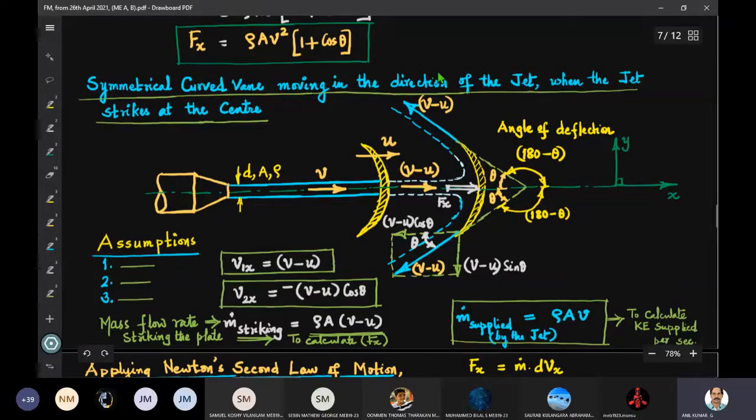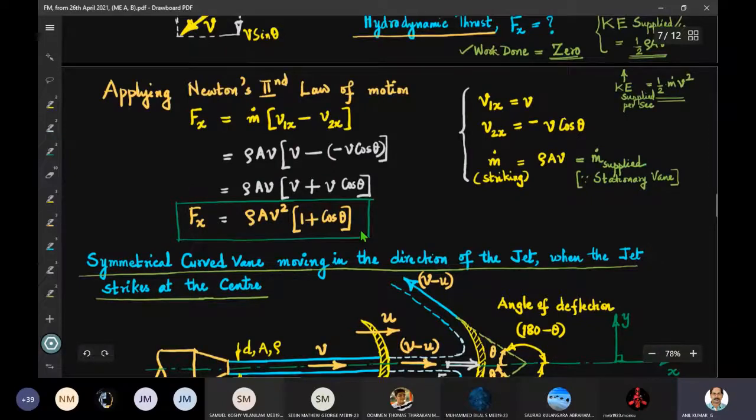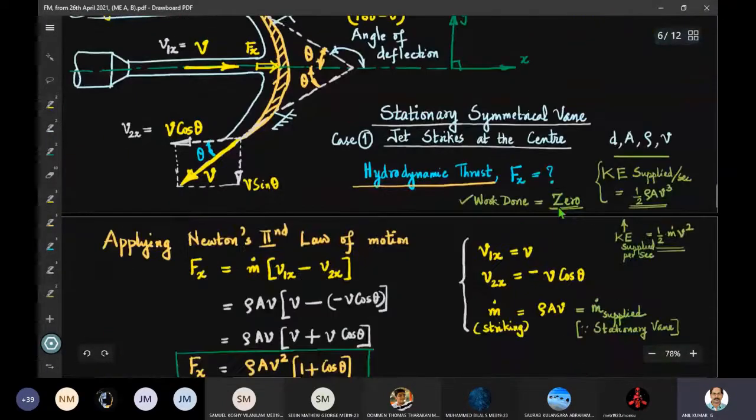Now the moving case we are going to consider. See, in the case of a fixed vane, we are not going to get any work done. Work done is zero. Why?